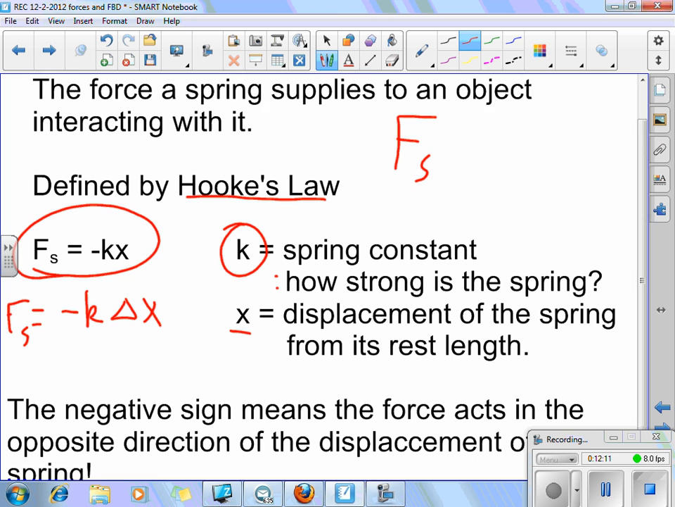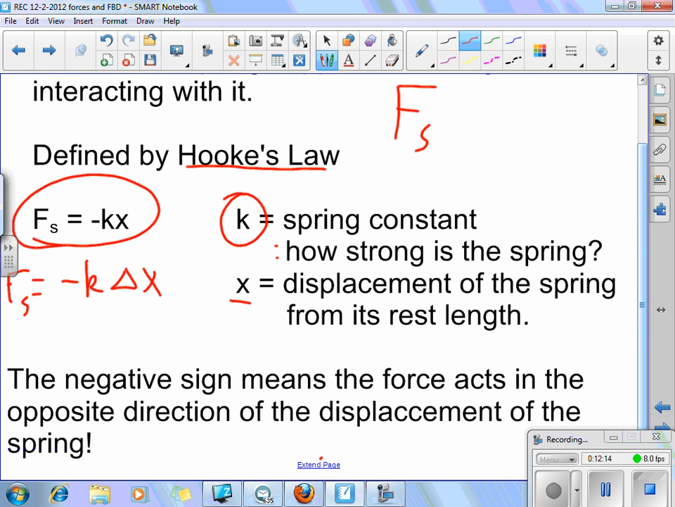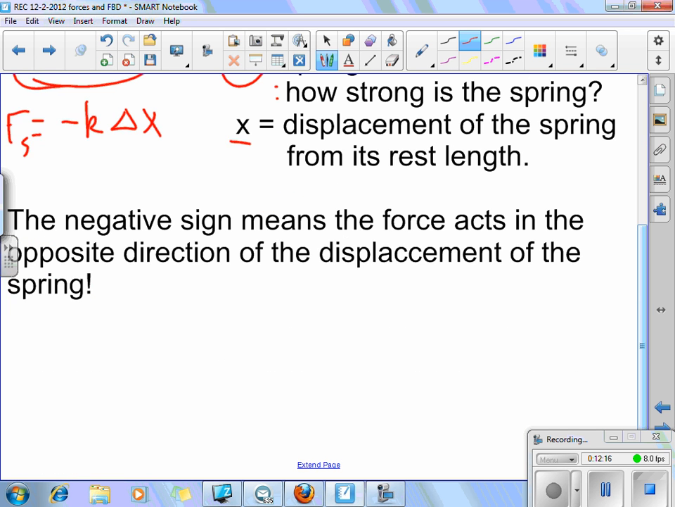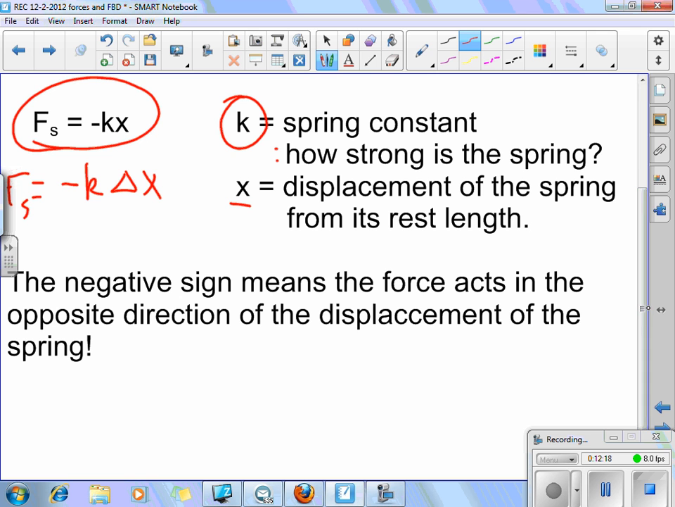return back to rest. Key idea here: there's a negative sign in the equation, and that negative sign means only one thing. It means that the force acts in the opposite direction of the displacement. That's what the negative sign means.